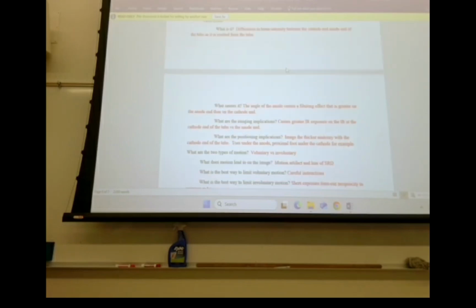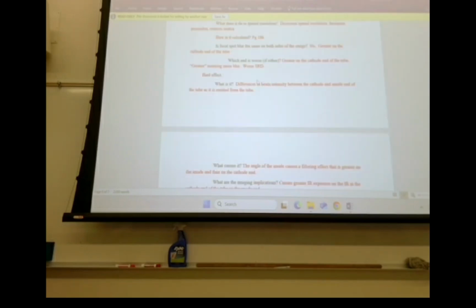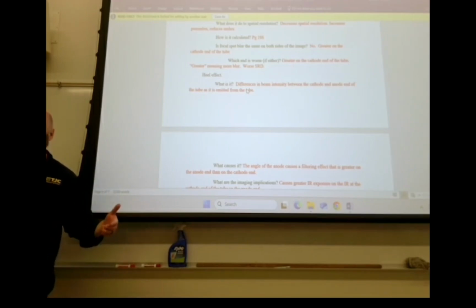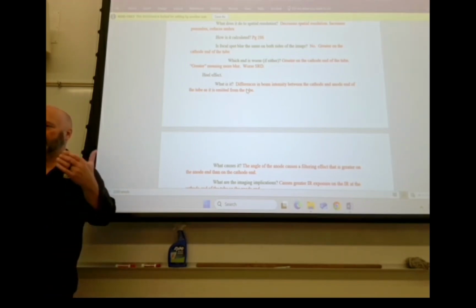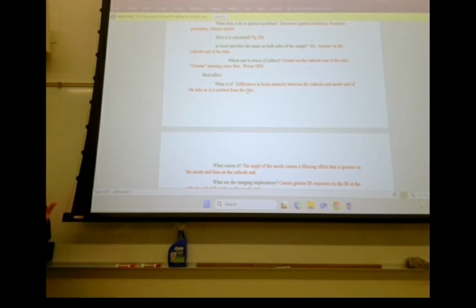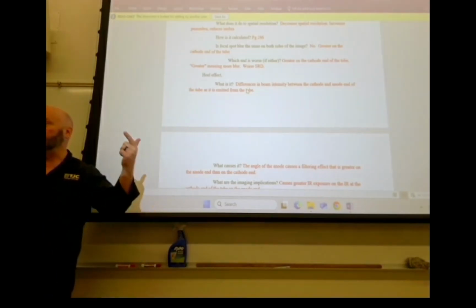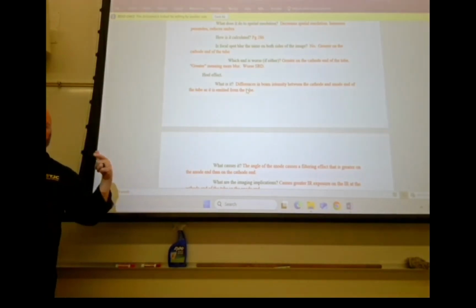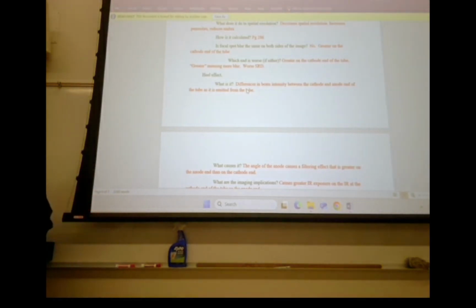All right, so then the next big thing is heel effect. We didn't talk about the heel effect this semester, but we've talked about it in the past. That's a difference in intensity at the image receptor between the cathode end and the anode end of the X-ray tube. It's really a difference in emission, but its effects are seen on the image receptor. So it's a difference in intensity. We have an increase in intensity at the cathode end of the X-ray tube versus the anode end, and the reason for that is because of the filtration effects of the anode.